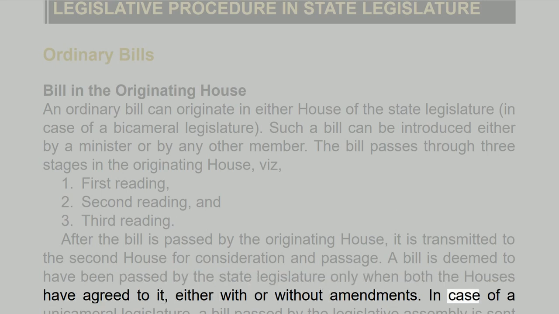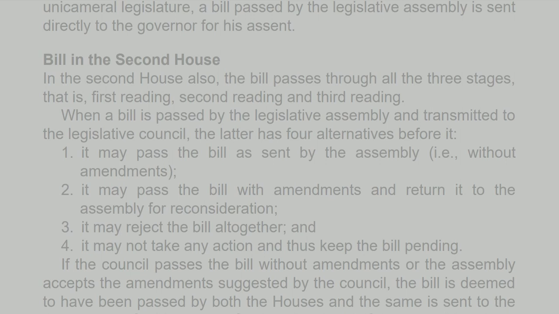In case of a unicameral legislature, a bill passed by the Legislative Assembly is sent directly to the governor for his assent. Bill in the second house. In the second house also, the bill passes through all the 3 stages, that is, first reading, second reading and third reading. When a bill is passed by the Legislative Assembly and transmitted to the Legislative Council, the latter has 4 alternatives before it. 1. It may pass the bill as sent by the Assembly, i.e., without amendments. 2. It may pass the bill with amendments and return it to the Assembly for reconsideration. 3. It may reject the bill altogether. And 4. It may not take any action and thus keep the bill pending.